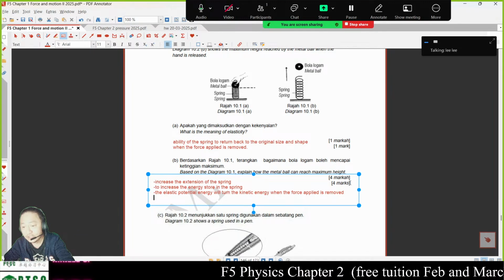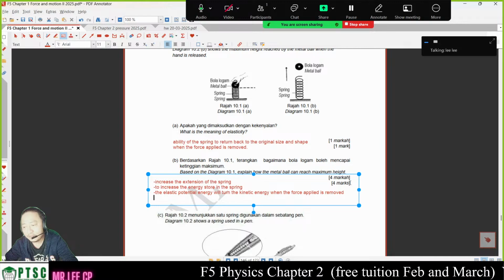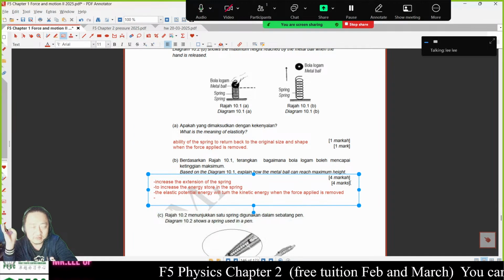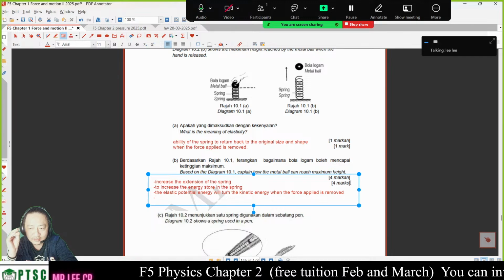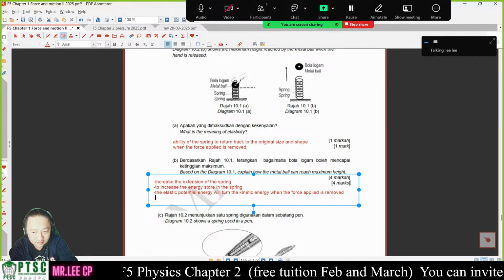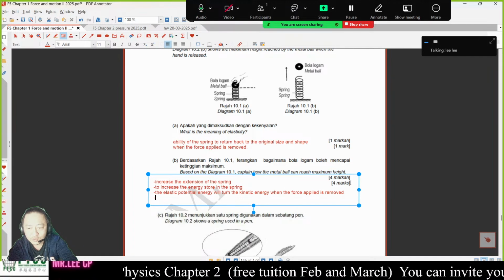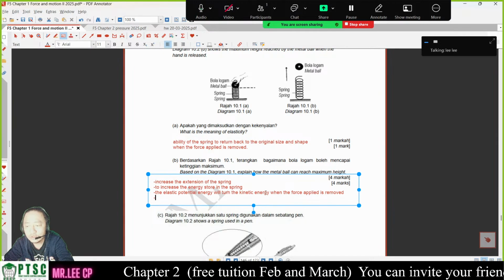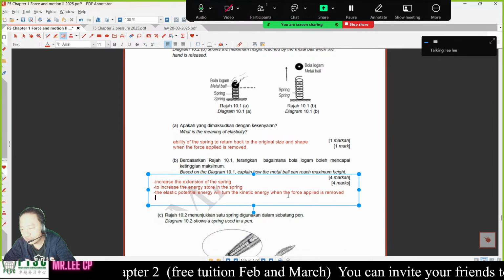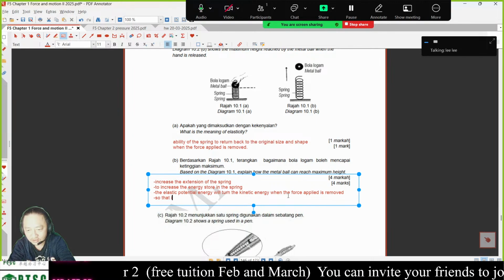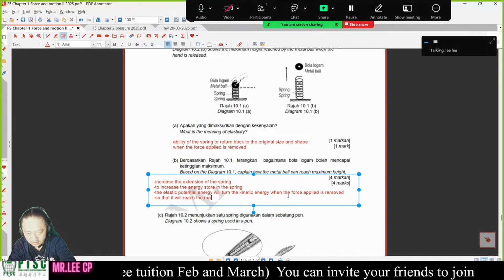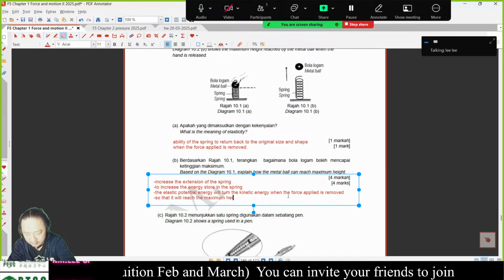So now I don't have any point already to put in. So in this case, if you want, you can try to put in the formula, right? Because you don't know what to do. All right, later I'll show you the answer. So elastic potential energy changes to kinetic energy so that it will reach the maximum height.